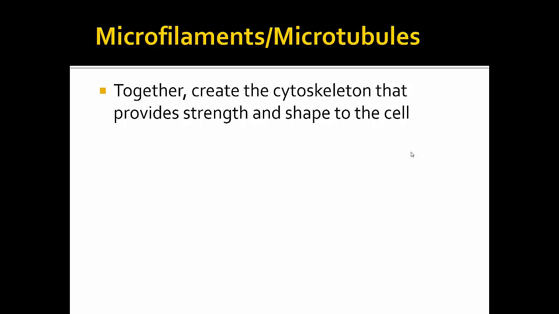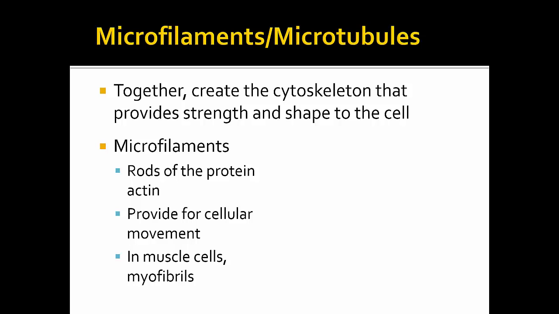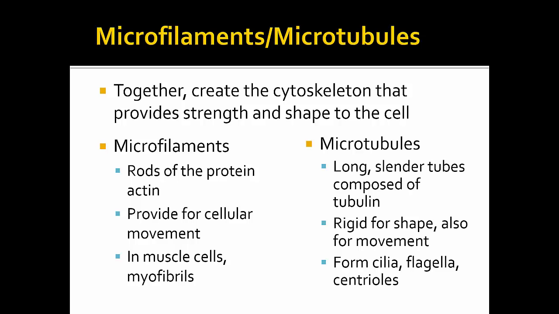Microfilaments and microtubules, together they create the cytoskeleton that provides strength and shape to the cell. So they're all in that cytoplasm, making the cytoskeleton, holding the organelles, giving the cell shape. Microfilaments are rods of the protein actin. They provide for cellular movement in addition to their function in the cytoskeleton, and they also form myofibrils in muscle cells, which we will look at in great detail in a couple months. Microtubules are composed of tubulin. They're rigid, they hold their shape, and also for movement, and they form cilia and flagella and centrioles.